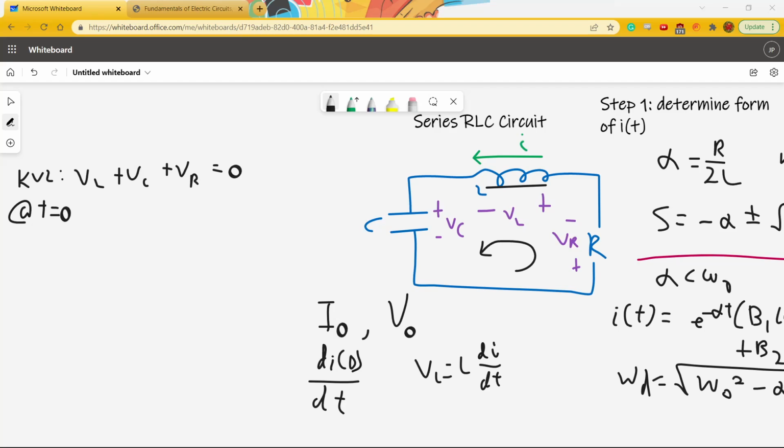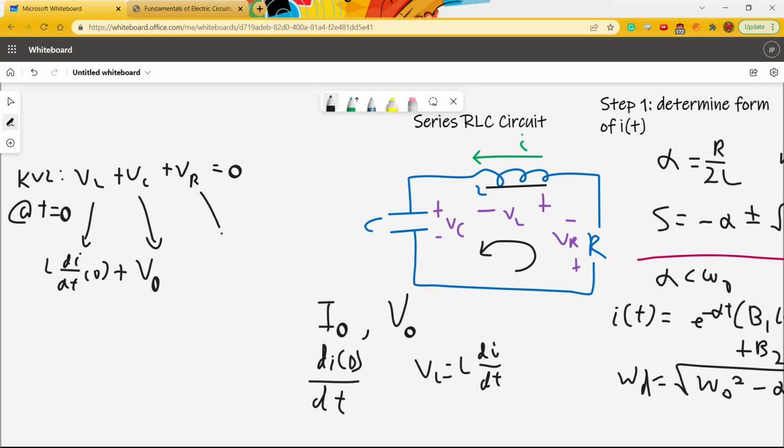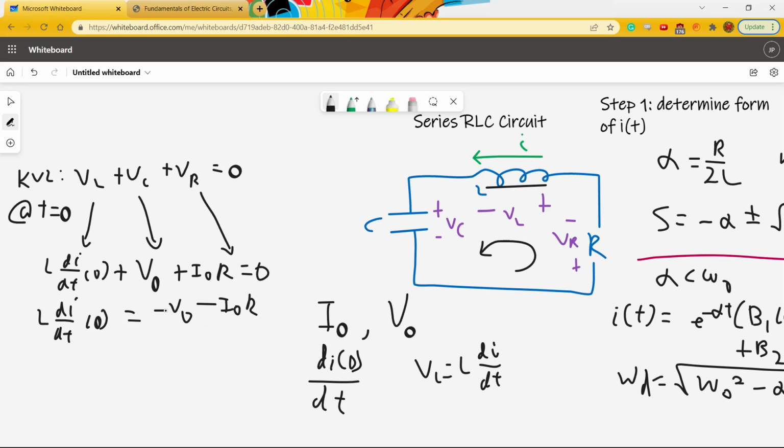Now, at time equals 0, the voltage across the inductor is L di dt at 0. The voltage across the capacitor is simply V0, and the voltage across the resistor is I0 times R, and all this is equal to 0. We can solve for di dt by subtracting V0 and I0 R to the right side of the equation and dividing by L. Observe that this basically says, as long as this voltage is positive and this current is positive, that the change in current is negative.